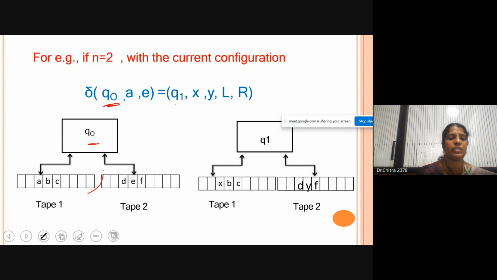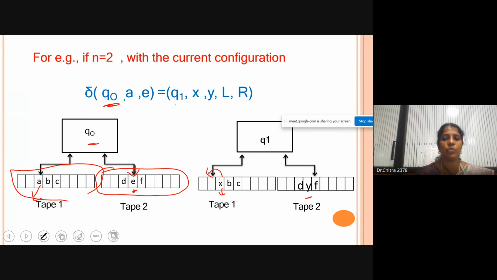Two tapes are there. This is one tape, and this is the other tape. So two tape heads are there. After processing this one, if you are changing this A into X, the head moves left. And at the same time, you read the same input E, and this E is converted into Y, and the tape head moves right.